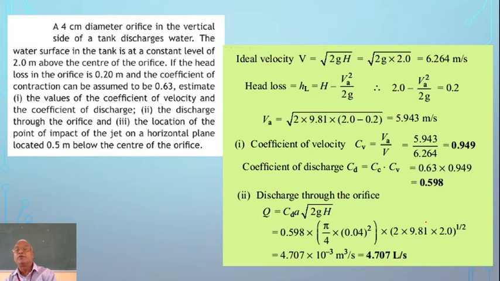You'll be getting one value, 5.943 meters per second. So that is actual velocity. Now coefficient of velocity is actual velocity to theoretical velocity, that is to say 0.949. Then coefficient of discharge CD will be CC into CV. So CD comes out to be 0.598. Now the discharge through the orifice will be Q equal to CD A root 2 GH. Substitute everything and simplify. We'll be getting 4.707 liter per second as the discharge.